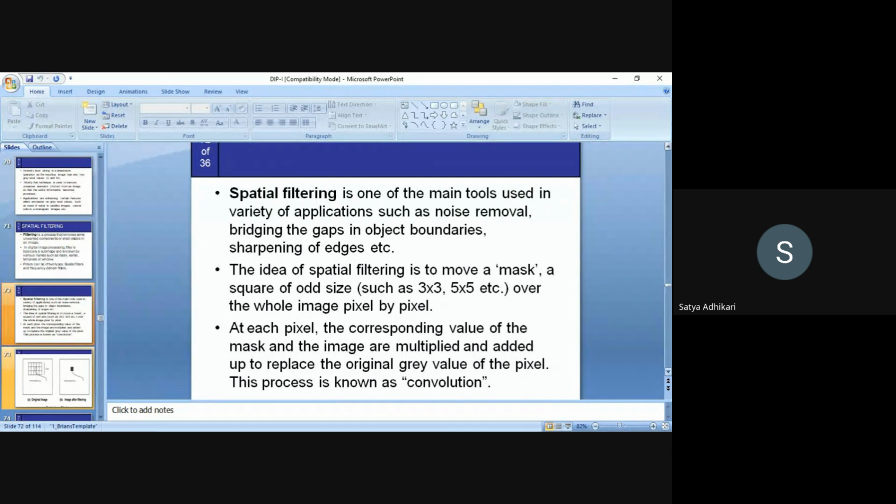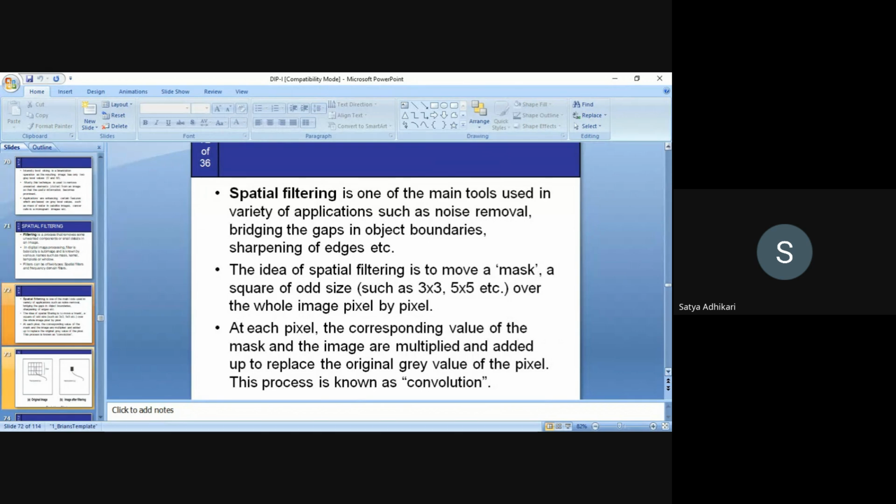At each pixel, the corresponding value of the mask and the image are multiplied and added up to replace the original gray values of the pixels. This process is known as convolution. So by using convolution, we can change the pixel value.